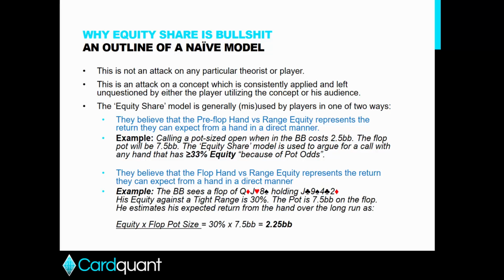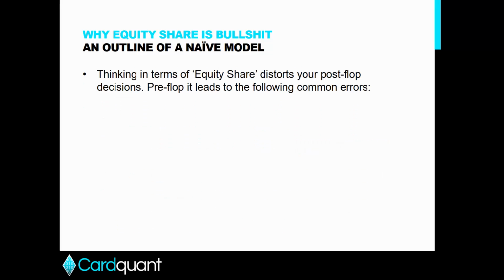So let's say this big blind sees a flop of queen jack 8 and he holds jack 9 4 deuce. His equity against a tight range on this flop is 30%. And the pot is 7.5 big blinds on the flop. So he might estimate his return from the hand over the long run as just equity multiplied by flop size, and he thinks that by the time he's seen the flop, he's going to get back 2.25 big blinds. And we're going to see, as we explore the superior model that I'm going to present here, just how flawed that is. So thinking in terms of equity share distorts your post-flop decisions.